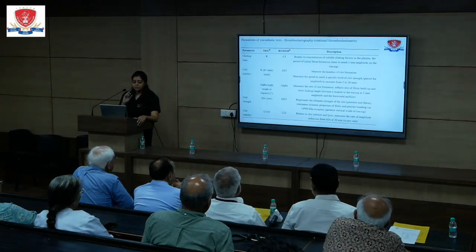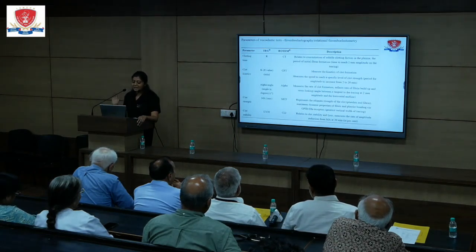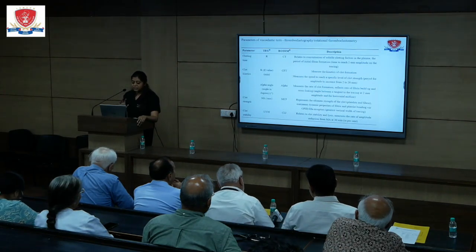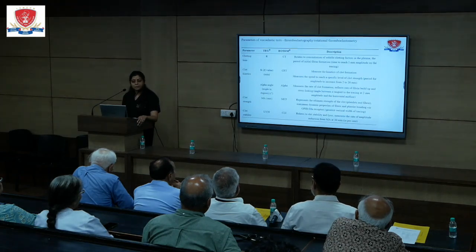MA refers to the maximum amplitude or maximum clot formation. It is the clot strength. It represents the ultimate strength of the clot, which is platelets and fibrin. Maximum dynamic properties of fibrin and platelets bonding via GP2b/3a receptors. So the normal value is 50 to 75 mm. Any decrease in the value leads to decrease in platelet count. So the treatment for this will be platelet transfusion.